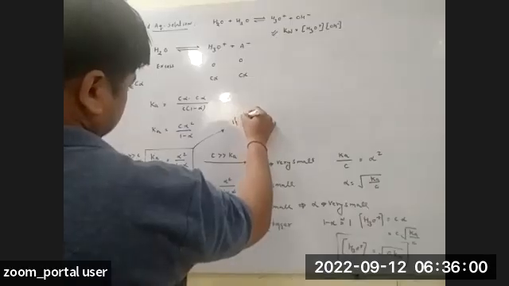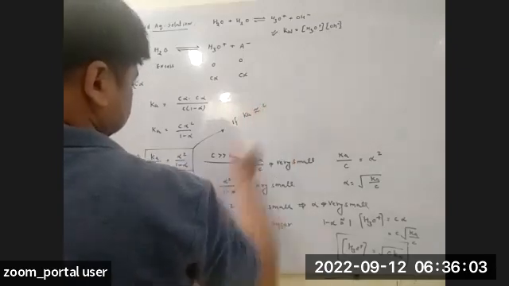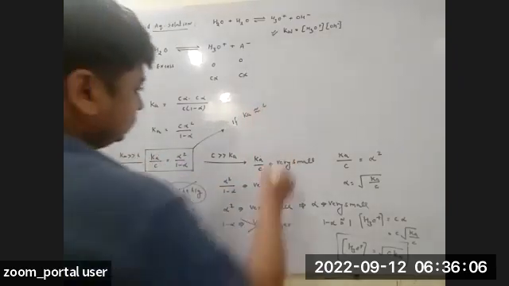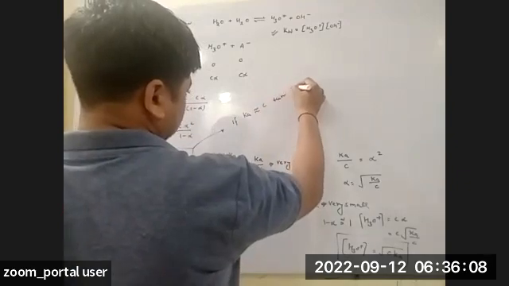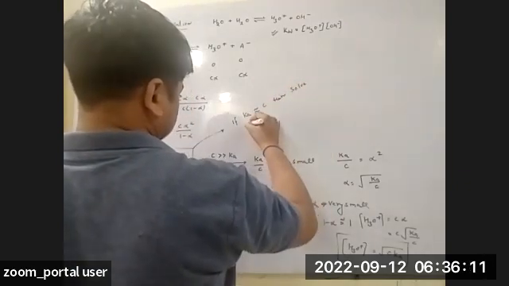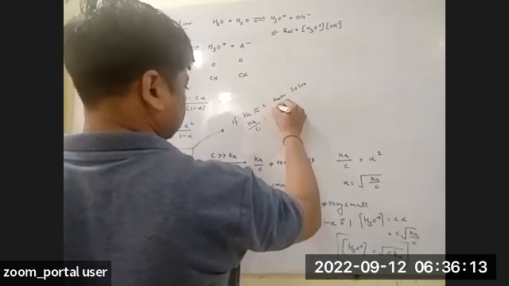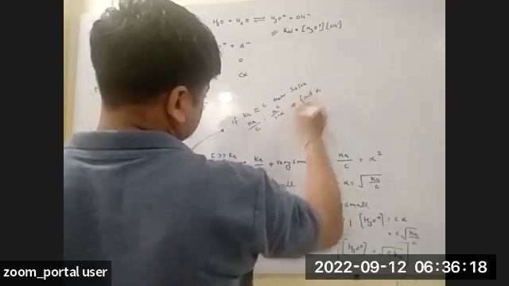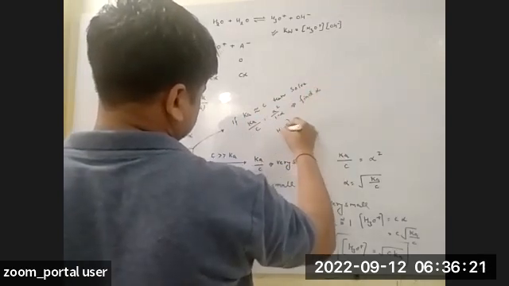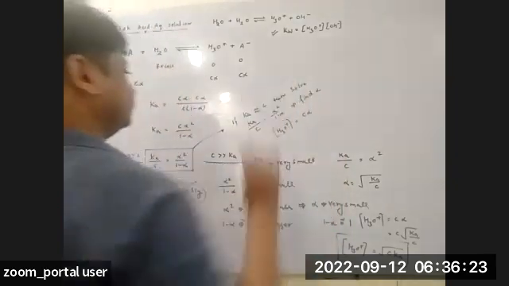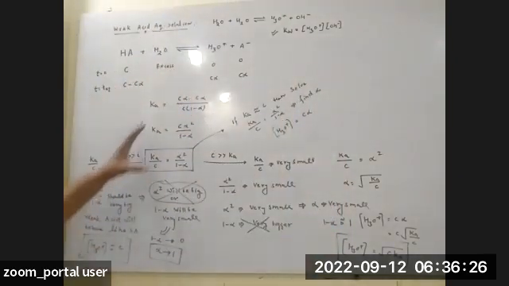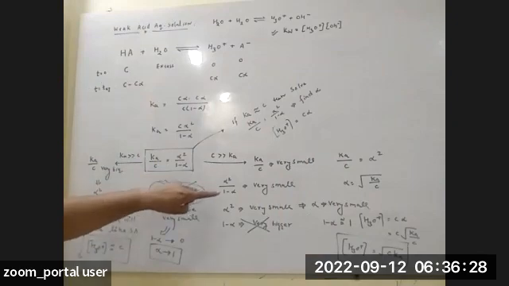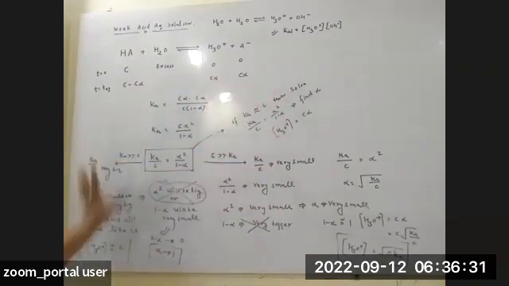Now, if Ka and C are comparable, then solve K by C equal to alpha square. We cannot approximate. Find alpha and find H3O plus, that is C alpha. So again, the problem is one, but by changing the numbers, we may have three cases. Is this clear?